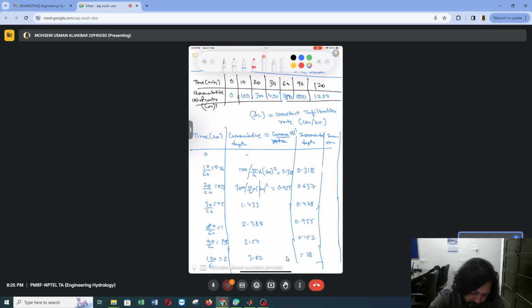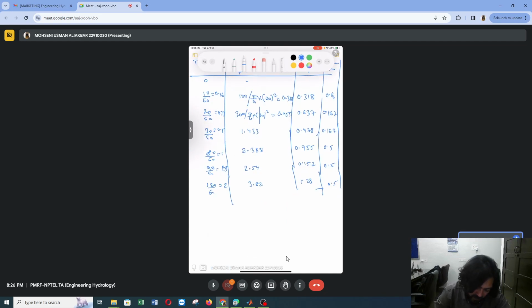Now that we have incremental depth, we can also calculate incremental time. The first value will be 0.16. The next value will be 0.167. This will also be 0.167. Then it would be 0.5, 0.5 and 0.5. Now we have incremental depth and incremental time. The next thing is to calculate the infiltration rate by simply dividing incremental depth with respect to incremental time.